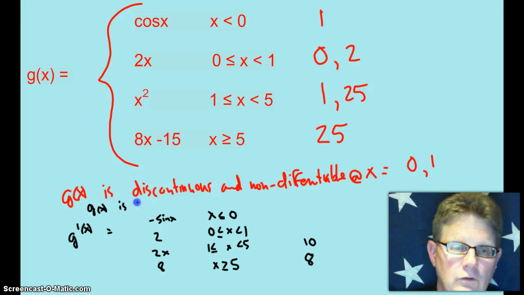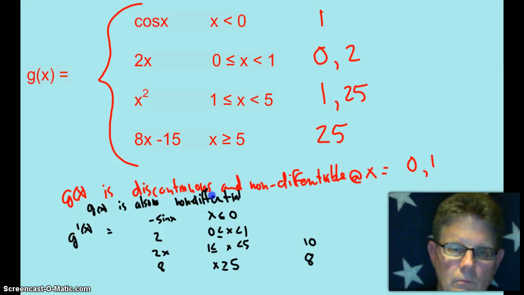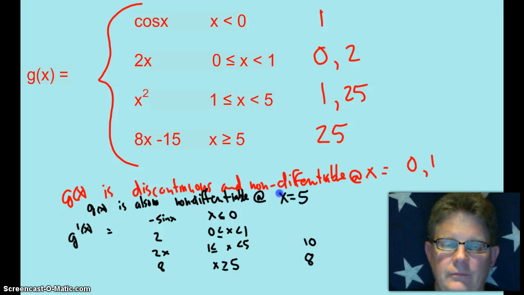G of x is also non-differentiable at x equals 5. And that's how you'll be doing your homework, telling me where it's discontinuous and non-differentiable, and then finding out where it also could possibly be non-differentiable. This ends lesson 2, applications of derivatives, differentiability, and continuity.